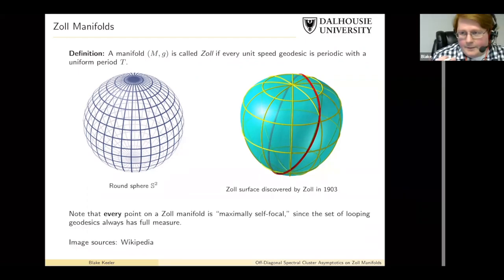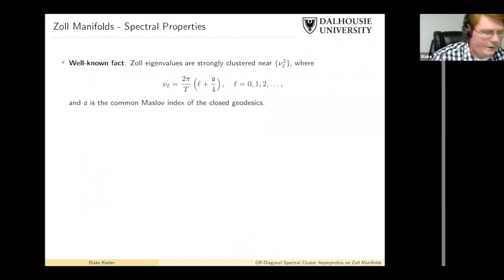Now, a thing that's noteworthy, the reason this is sort of the opposite of the non-self-focal case, is that every point on a Zoll manifold is somehow maximally self-focal, in the sense that the set of looping geodesics at a point has full measure. It's everything, every direction. You travel in that direction and you are on a periodic geodesic of the same period. So you have this maximal self-focal property. And so the result on the previous slide does not hold anywhere on a Zoll manifold.